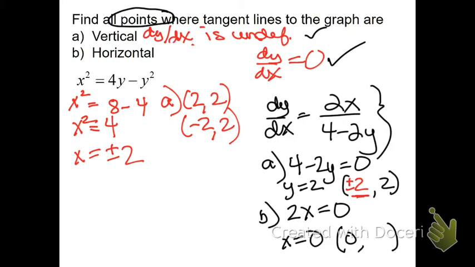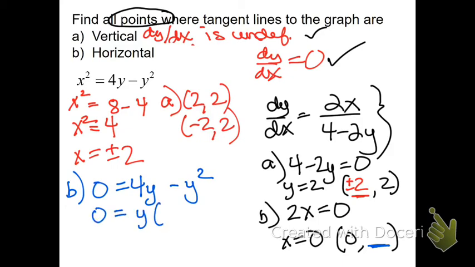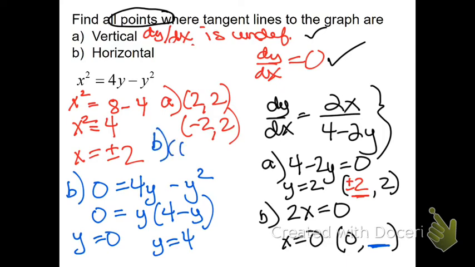Part B, I know x is 0, I've got to find the y. So if x is 0, solve for y. Okay, anytime you have a quadratic or higher, set it equal to 0 and factor. Factor out a y, and I'm left with 4 minus y. Set them both equal to 0, we get y equals 0 and y equals 4. So again, 2 answers. Okay, we have a 0 and a 4. So the answer to part B is going to be (0, 0) and (0, 4). Okay, because we're plugging in this 0 and 4. There's 2 answers that go right here.